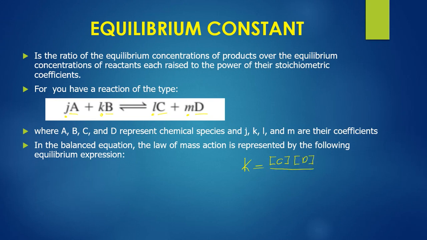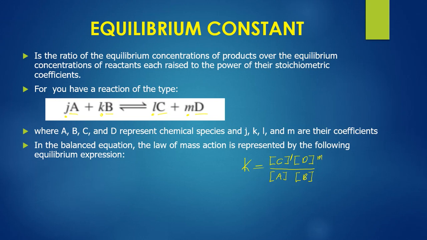over, since it's saying over the equilibrium concentrations of reactants, you're going to write the reactants here. So you're having your reactants A and B, like that. And then just by the definition, we said the equilibrium constant is the ratio of the equilibrium concentrations of products over the equilibrium concentrations of reactants, each raised to the power of their stoichiometric coefficients. So we need to know the stoichiometric coefficients of each of these species we have written here. So for C, we are having L, so we raise it to become the power, and then for D, M, that's the coefficient for D.